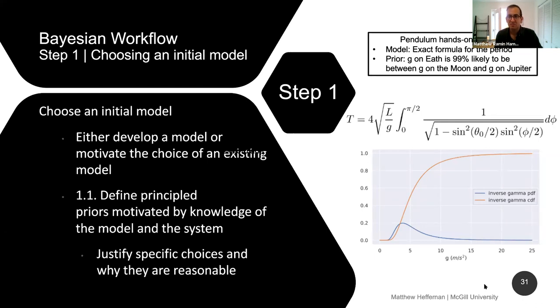As a brief example, a sneak preview of what we're going to do in the hands-on session: for the model, this is just a calculation of the period. We're going to use the exact formula you get from evaluating the equations of motion in the absence of non-conservative forces. So we'll fix the length with some uncertainty. We have the initial angular displacement theta zero, and we can then infer g, the gravitational acceleration, from measurements of the period. For a very initial prior, let's say g on Earth is 99% likely to be between g on the Moon and g on Jupiter, fairly unconstrained. Then I tune an inverse gamma distribution to match that constraint.